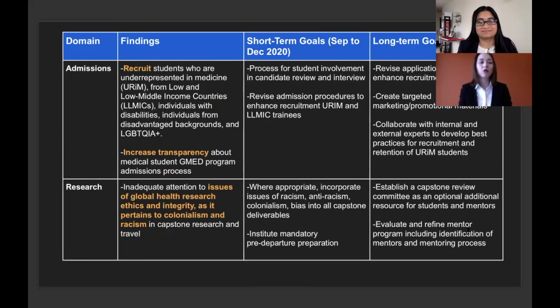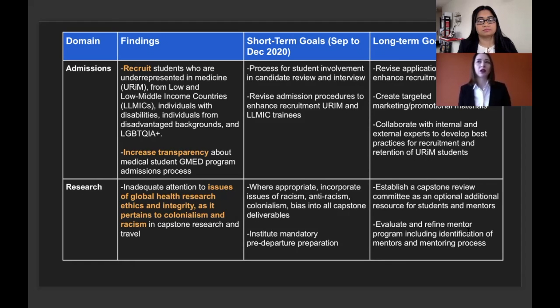Next slide, please. For the admissions, our report recommended to increase transparency, include some of the current GMED students in the admissions committee, and also increase recruitment of students who are underrepresented in medicine from low or low middle income countries, individuals with disabilities, individuals from disadvantaged backgrounds, and LGBTQIA+. And also to revise some of the admissions procedures to make sure that some of the colonialist practices do not get the advantages.